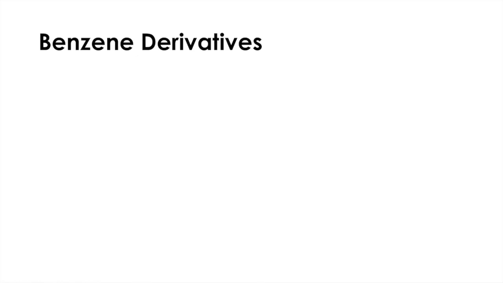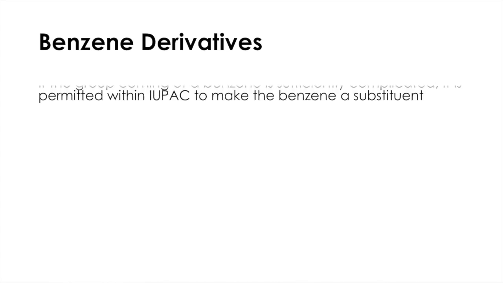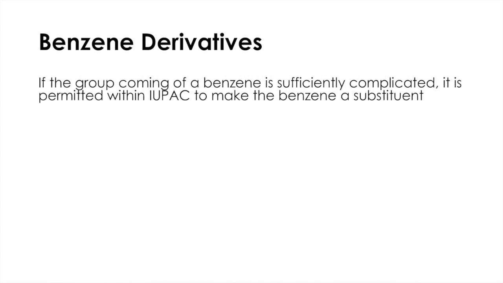There you go. Now, what if the molecule gets so complicated that the benzene has a bunch of complicated substituents coming off of it? Well, sometimes it's actually practical to turn benzene into a substituent instead of being the root. In this case, IUPAC actually says that you can make benzene the root or the substituent, depending on the complicatedness of the substituent coming off of it. You don't have to look at the length of the substituent chain versus the benzene. You basically just pick whichever one is less complicated to make it the root.